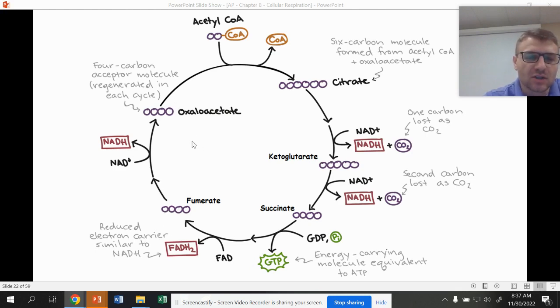Fumarate is changed into oxaloacetate, if you notice here. And here we do not lose carbon. We're at the same number of carbons: 1, 2, 3, 4, 1, 2, 3, 4, 1, 2, 3, 4. We're also going to produce an NADH here as well. So this then turns twice, because the acetyl-CoAs coming in from the last step make it turn twice.